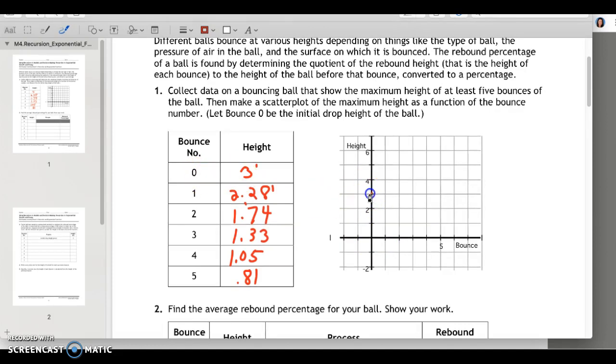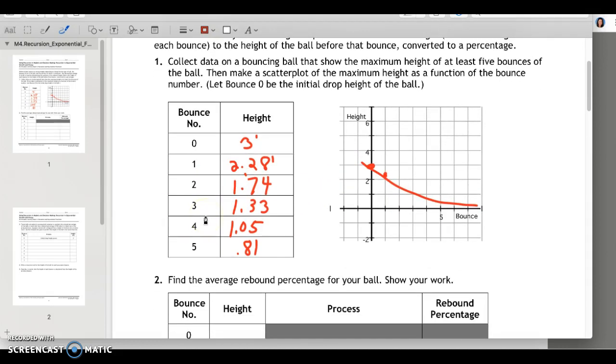Then over here on your graph, you need to plot these points. 0, 3, which would be right here. 1, 2.28, which is going to be about right here, and so forth and so on. And once you graph all of those points, you're going to have what's called exponential decay. It's going to be kind of hard for me to draw this, but it's going to look basically something like that.